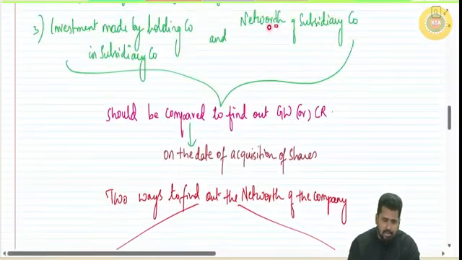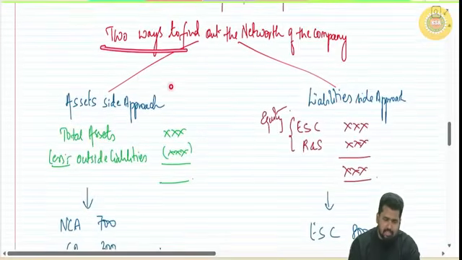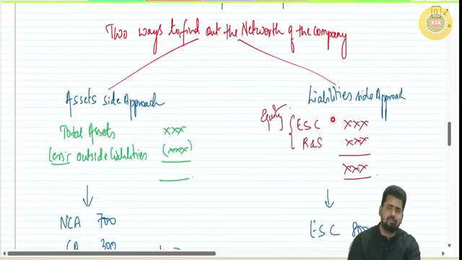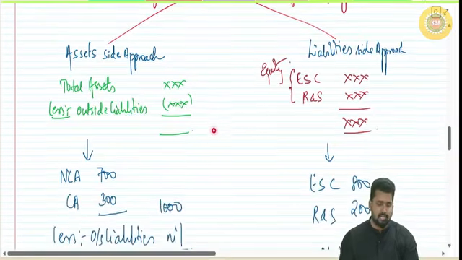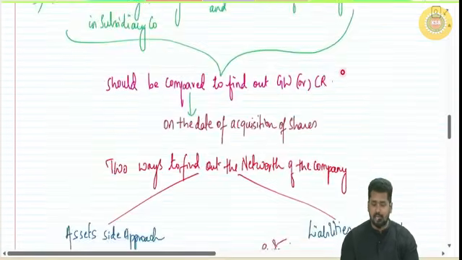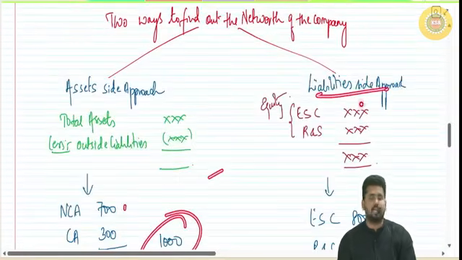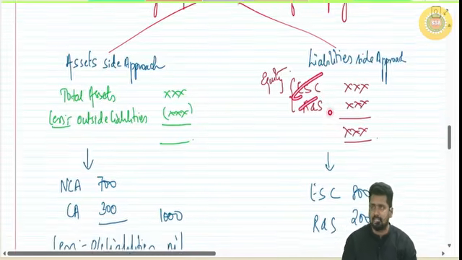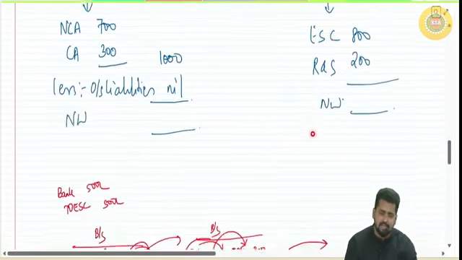To find the net worth, we have two approaches. One is called the asset side approach, the other the liability side approach. In the asset side approach, what do we do? Total assets minus outside liabilities. In the sum we got 1,000. Or there is one more approach, the liability side approach. Same answer only. You will get equity, share capital and reserves and surplus, which we call equity. Same answer only.